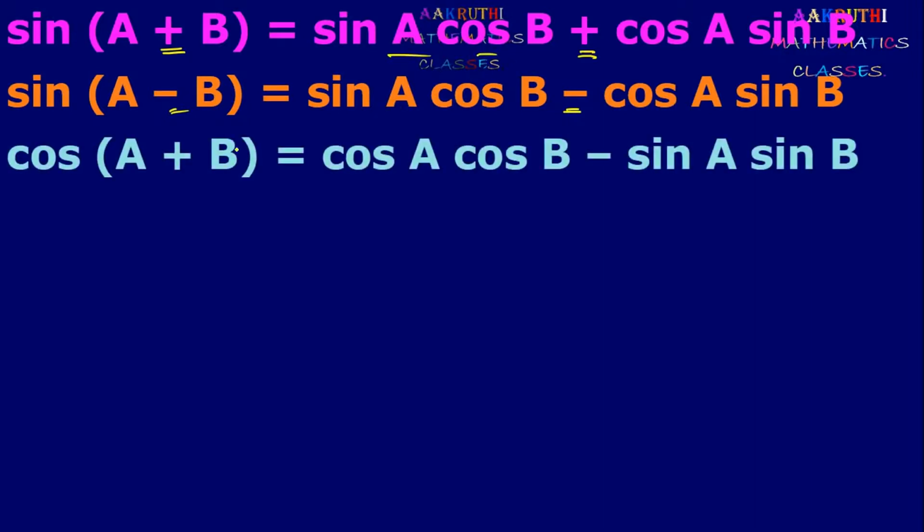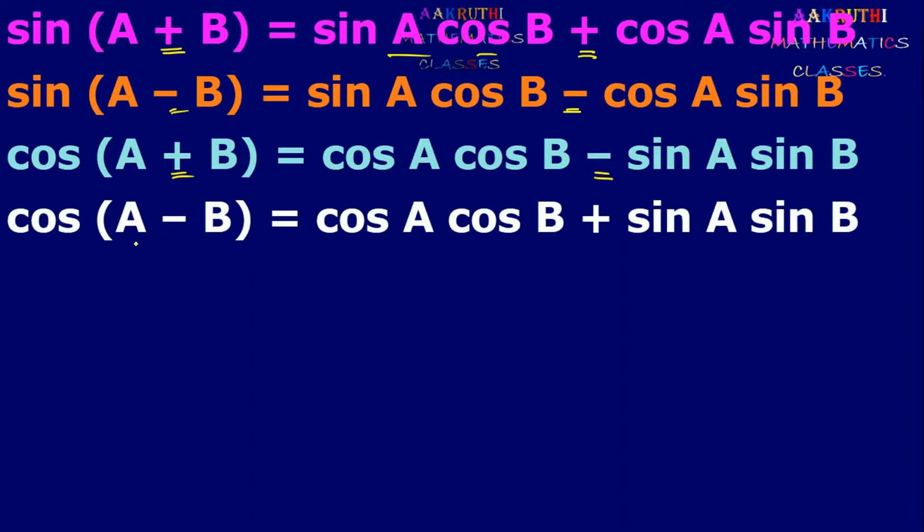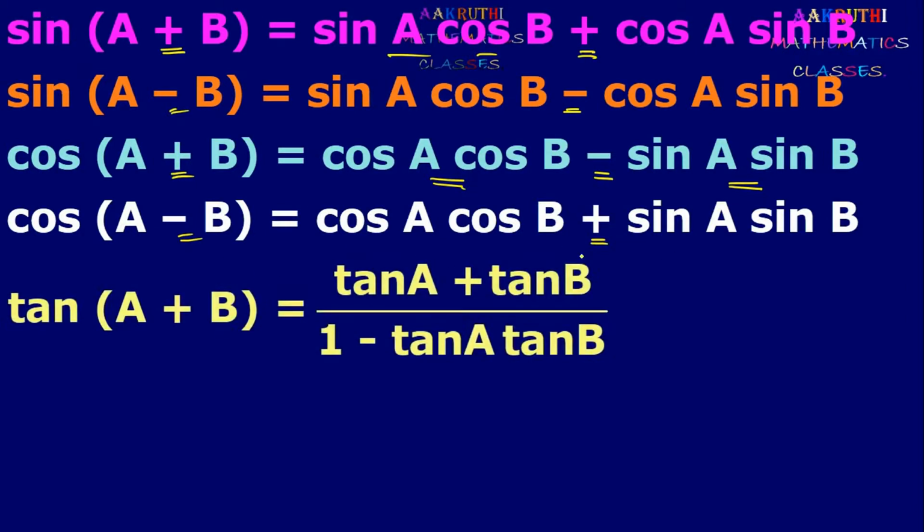But for cos A plus B, cos A plus B is cos A cos B minus sin A sin B. When it is plus, you have to take minus. Similarly, cos A minus B is cos A cos B plus sin A sin B. Here both terms in the first product are cos, and both in the second are sin. So cos A plus B is cos A cos B minus sin A sin B, and cos A minus B is cos A cos B plus sin A sin B.